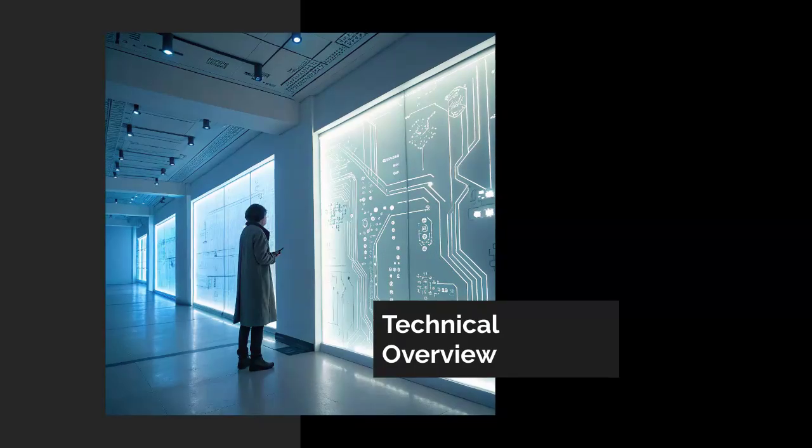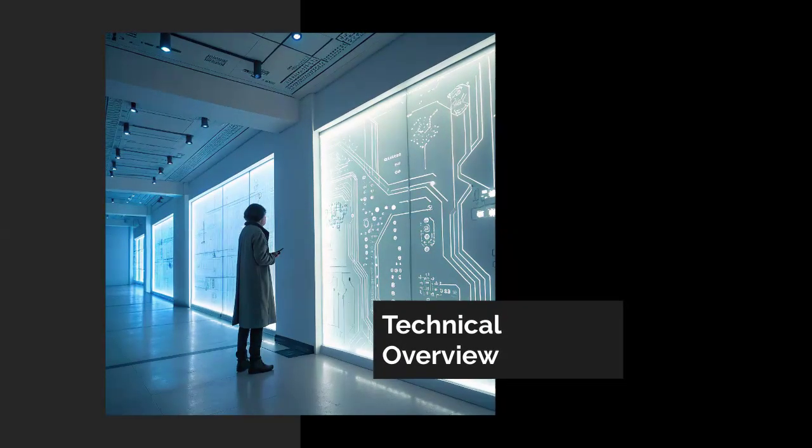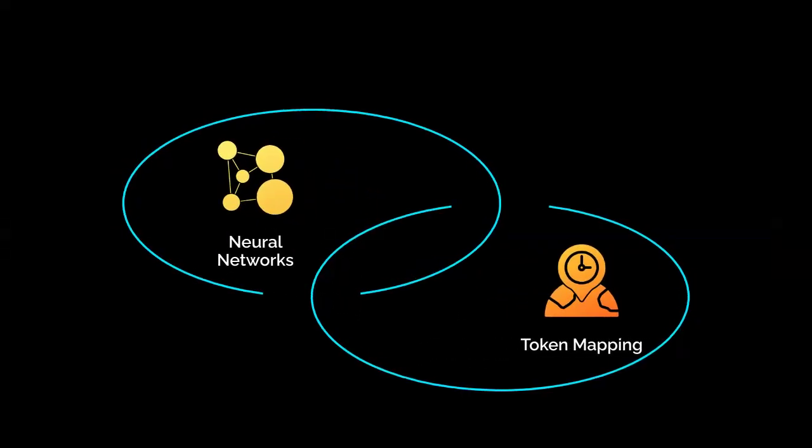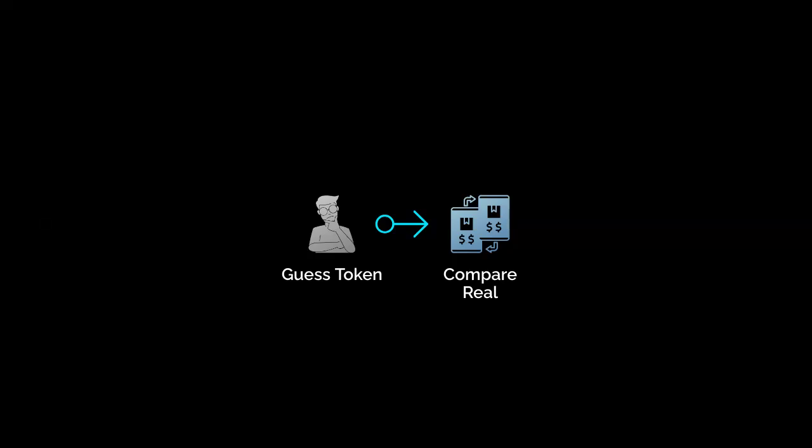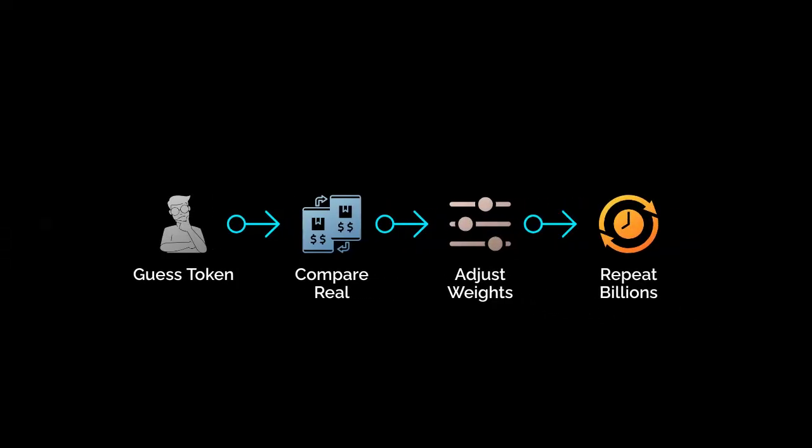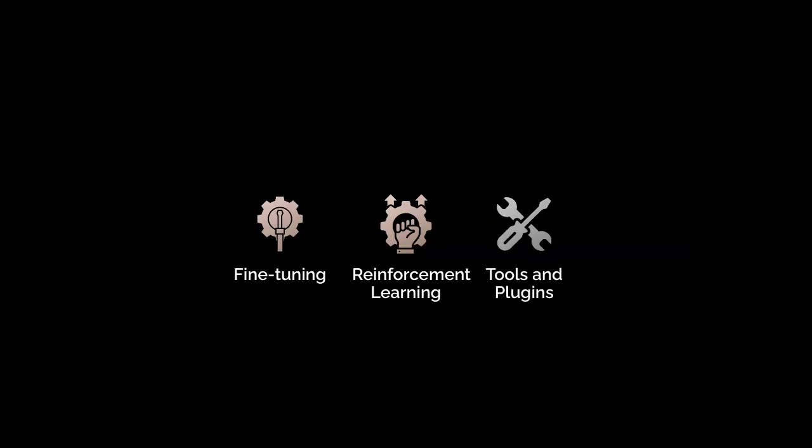For those curious about what's happening under the hood, here's a simple technical overview. Neural networks are layers of maths that learn to map one token to the most likely next token. Training repeats a simple cycle billions of times. Guess the next token, compare to the real one, adjust the weights, repeat. Fine-tuning adds targeted education content. Reinforcement learning uses human feedback, and tools let the AI call calculators or search engines.